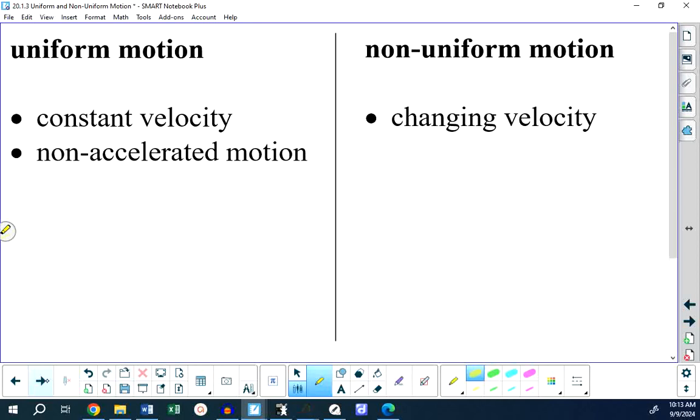Then your velocity is changing, that's non-uniform motion, and you are experiencing an acceleration. There's an accelerated motion there. And I mentioned on the second day of classes that this separation between the two types of motion is how we start analyzing anything that's moving.